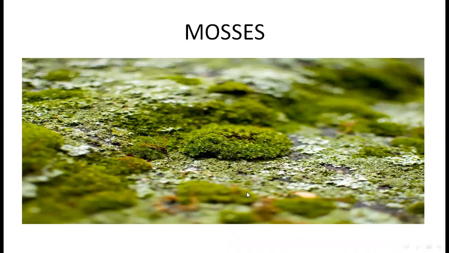Mosses do not absorb water through roots. Instead, they anchor themselves in the soil. Water is absorbed by the whole body of the plant like a piece of sponge. See, that one shows the piece of sponge. Since they lack true root, stem, and leaves, they need to grow near water so that their bodies can absorb water, and they reproduce by spores.